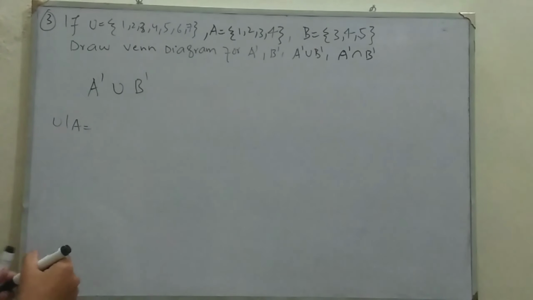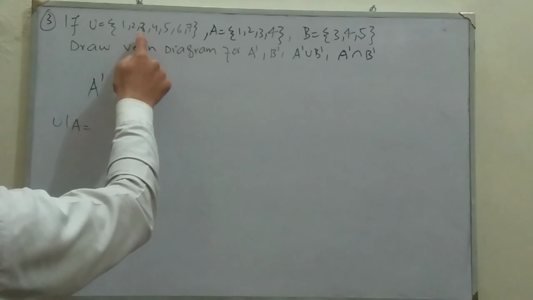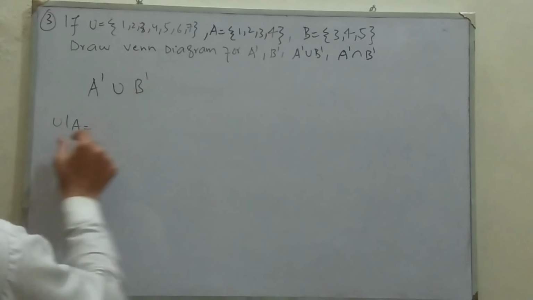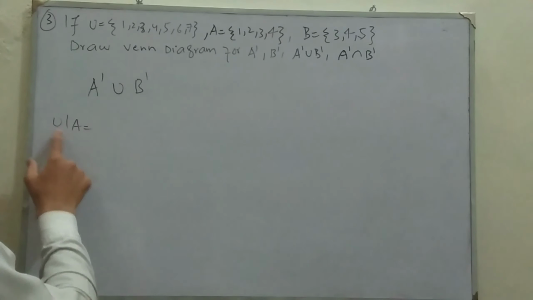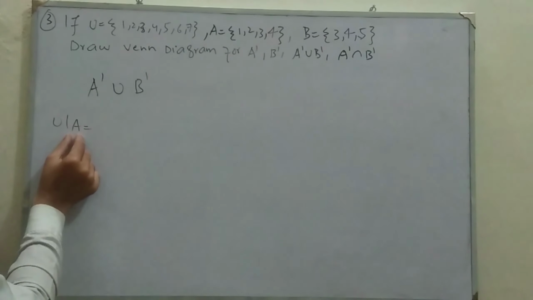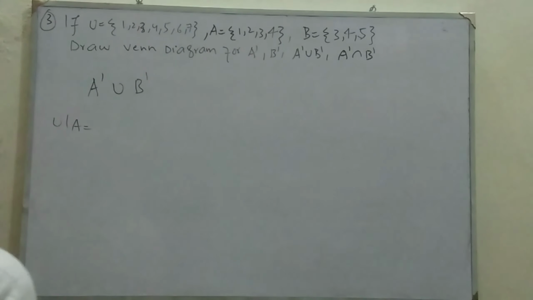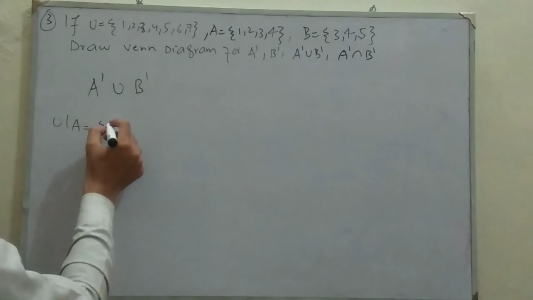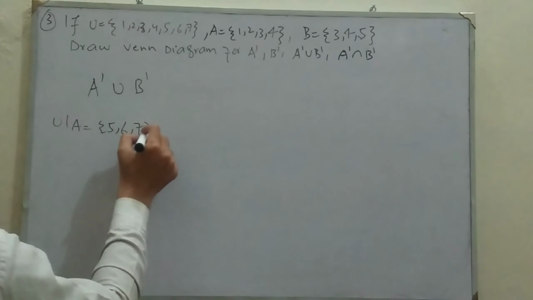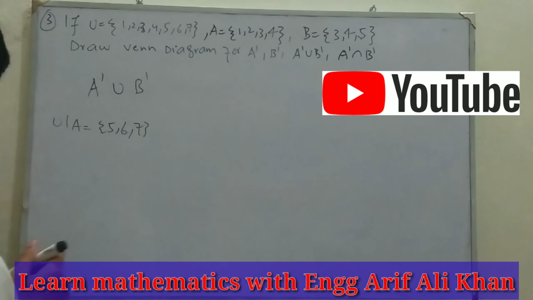So U minus A we can already find in the previous question. All elements which are included in the universal set and not included in the A set will be our complement. So 5, 6, 7 is our A complement, because they are present in the universal set and not included in the A set.